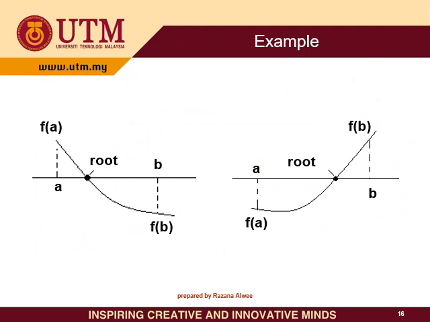Again, this is the example that we have mentioned before, where we have plus and minus. This is plus and minus for FA and FB. This is minus and plus. This will prove the intermediate value theorem, where we will have one root if we have plus and minus.